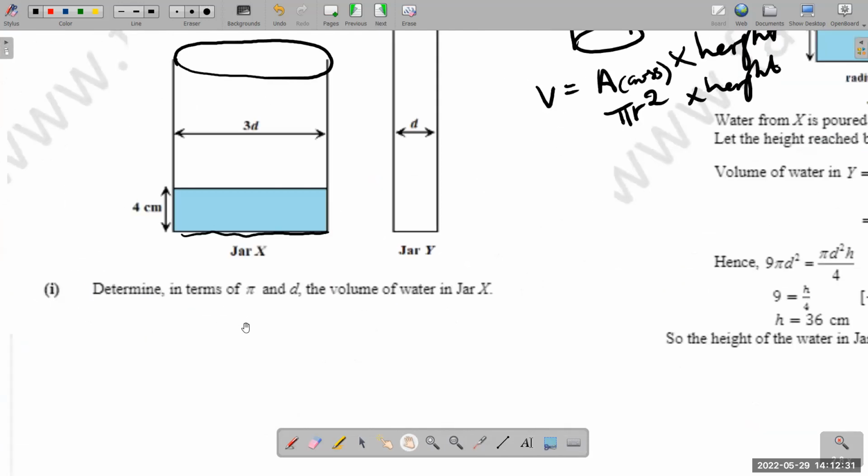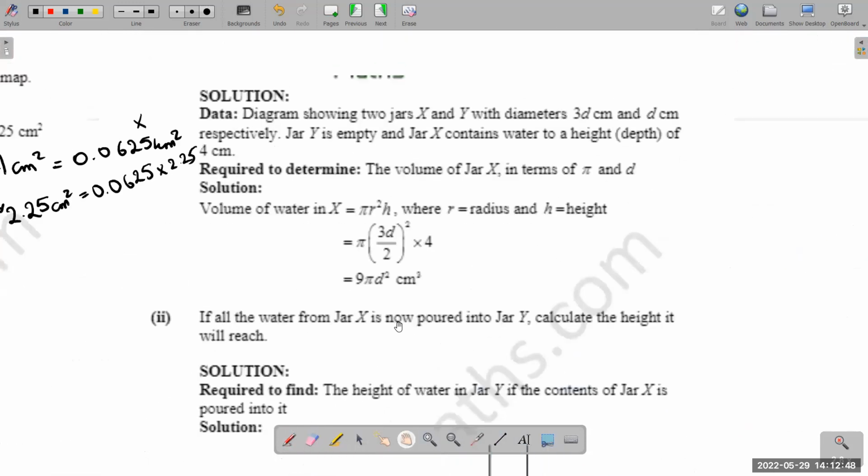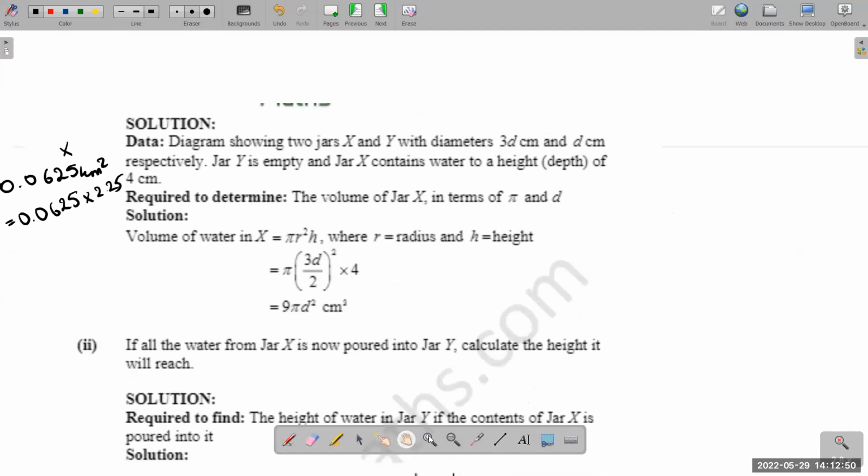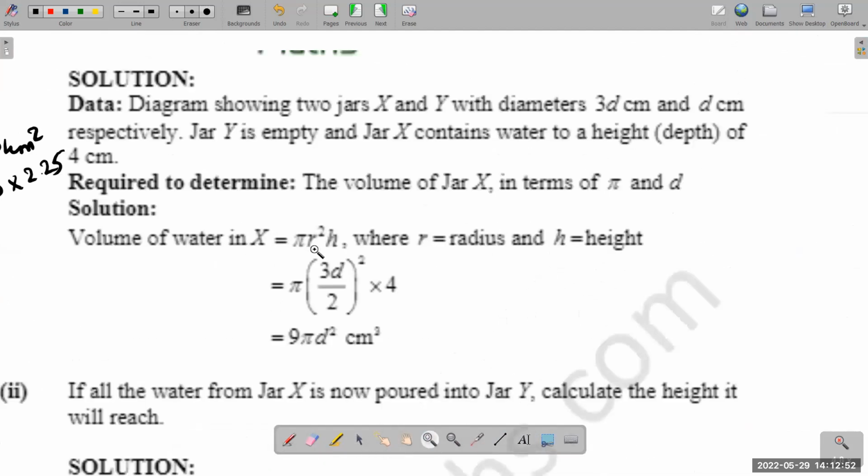Okay. They say determine the volume in terms of pi and d. Do you know what I mean? Your answer must have pi in it and your answer must have d in it. They didn't give us a value for d, so we just have to substitute it in the formula. So what do you start off with? Let's go up here and look at how they write it out. Volume is pi r squared times h, and you know R stands for radius and H stands for height.